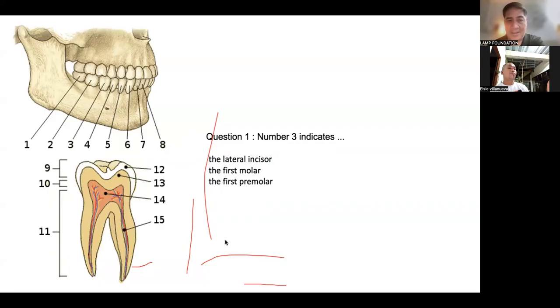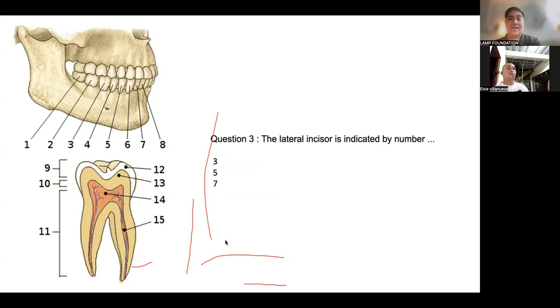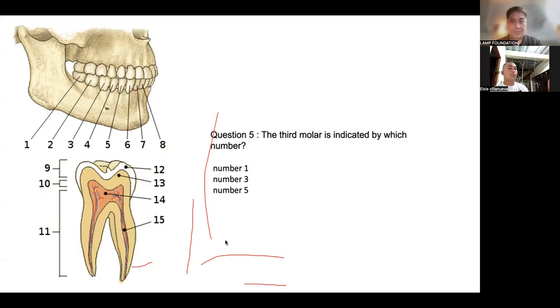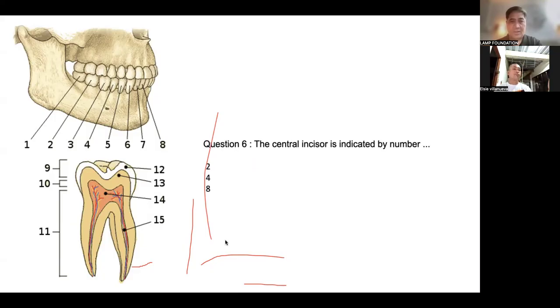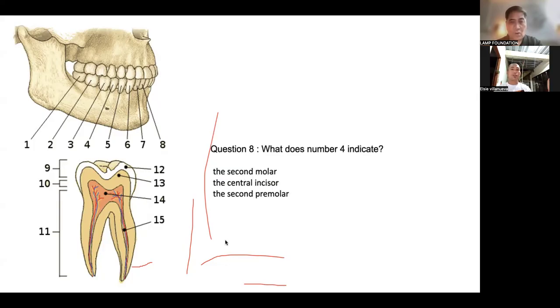First molar. Number 5, first molar. Number 5, first premolar. Lateral incisor. Number 7. Number 13, the dentin. Third molar is number 1. Central incisor. That's number 8. 2 is the second molar. 4.